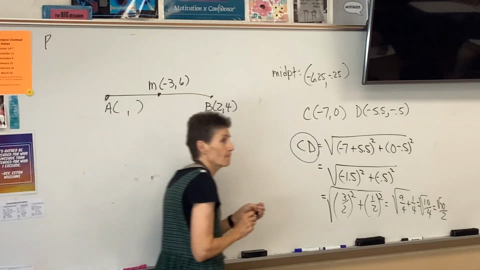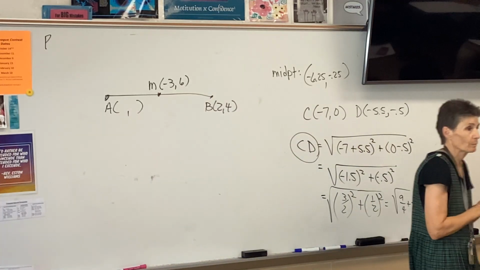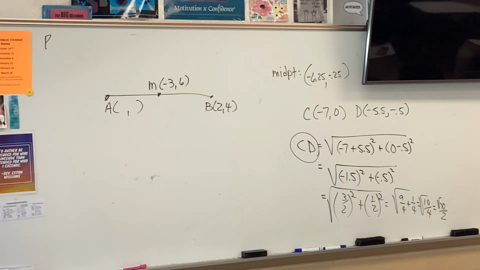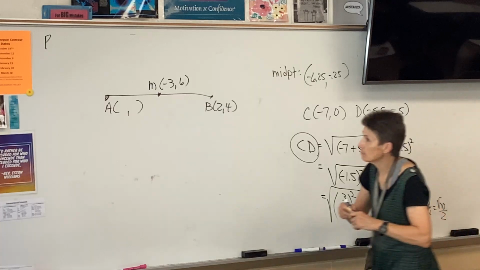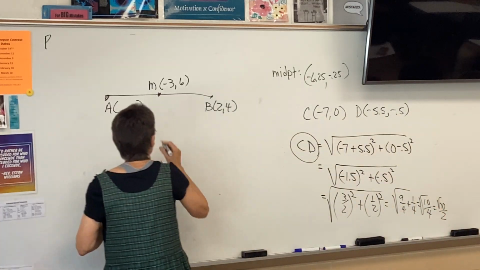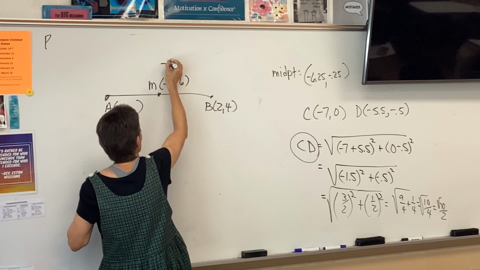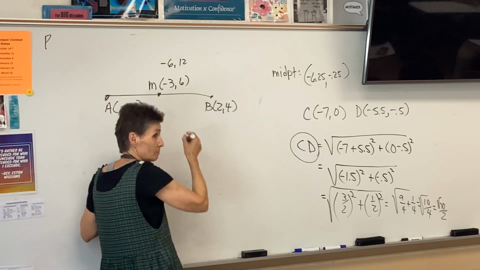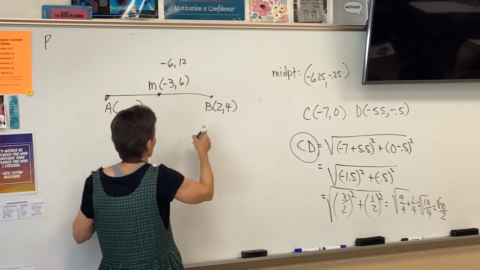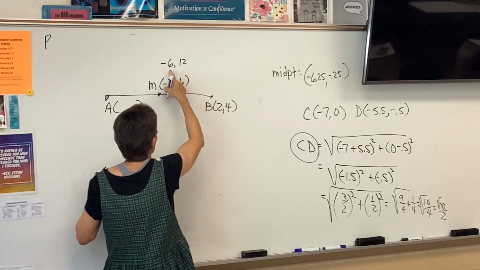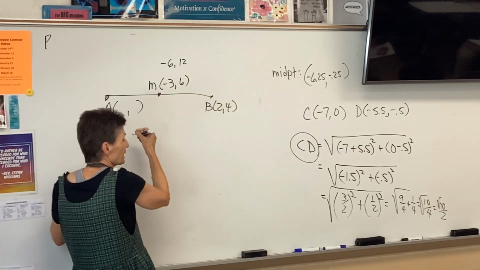Ideas? Yeah. Double both the coordinates in M, and then subtract B out of it. Okay, so tell me that again. So the negative 3 and 6, you double them, and then subtract B. Negative 6, 12, and subtract 2 out of the negative 6 and 12 as well. So that would be negative 8.